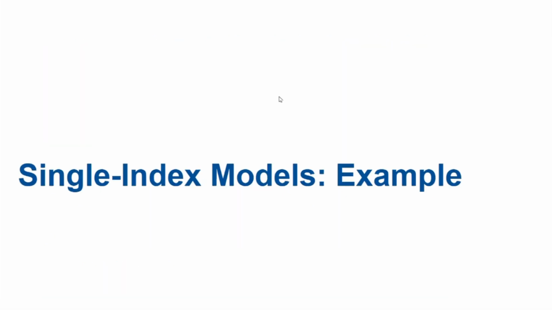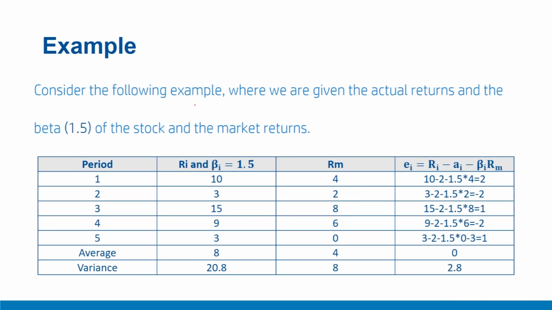Single index models with an example. In this video, we'll examine the application of single index models with the help of a numerical example. Consider the following example where we are given the actual returns and the beta for a stock and market returns. So you have beta equal to 1.5, and the actual returns are given here, and the returns from the market are given here.